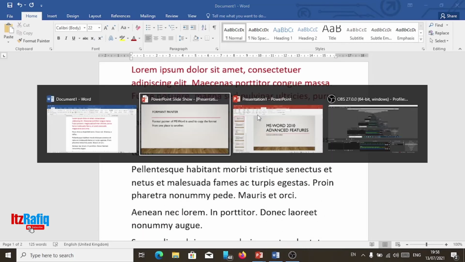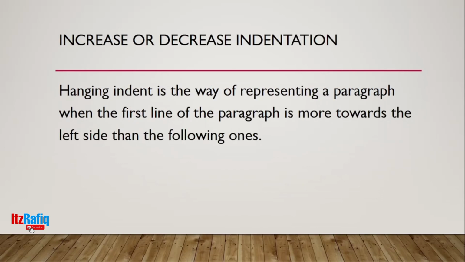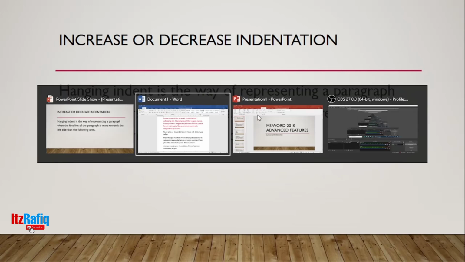Now let's move to the next topic, increase or decrease indentation. Indentation means, as you see in a book, magazine or newspaper, in a paragraph the first line has a little bit of blank space. That part is known as indentation. So in MS Word we can do indentation from here.